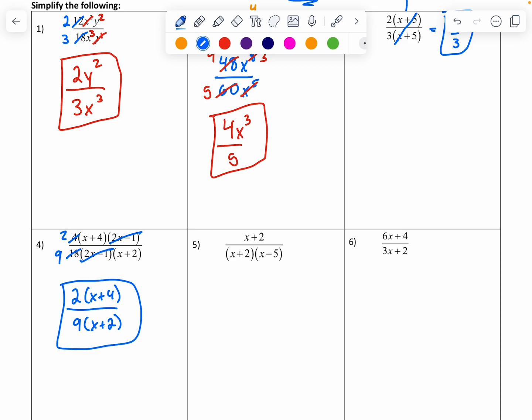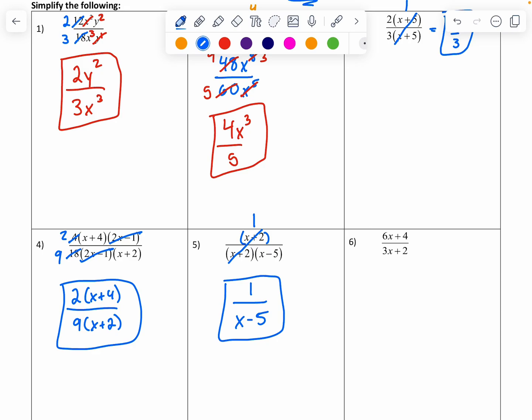On 5, even though that x plus 2 on the top is not in parentheses, it's still a group, so that can cancel out with the x plus 2 on the bottom. Again, remember, they're not just canceling, they're dividing and turning into a 1. So when everything is crossed off the top, you really are left with a 1. So 1 over x minus 5 is what we're left with. So anytime the whole top cancels out, really you're left with a 1 because it's dividing to equal 1.